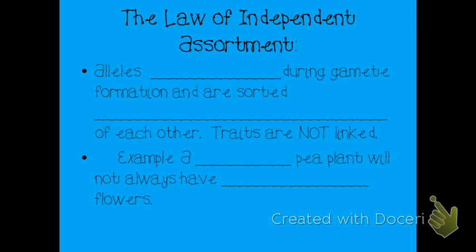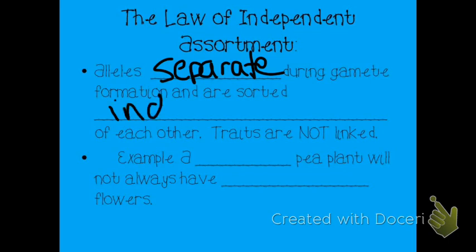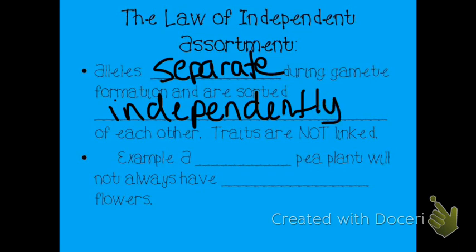Alright, so just a quick review. The law of independent assortment is Mendel's third law, and I know we've written this down more than once, but just so you have it in one more place, the law of independent assortment states that alleles are going to separate during gamete formation and are sorted independently of each other. Okay, so this means that traits are not going to be linked, right?